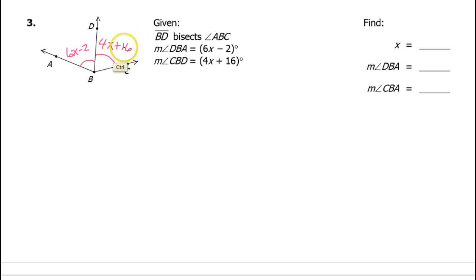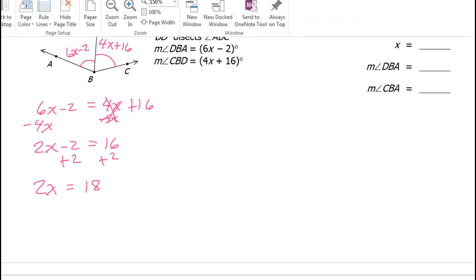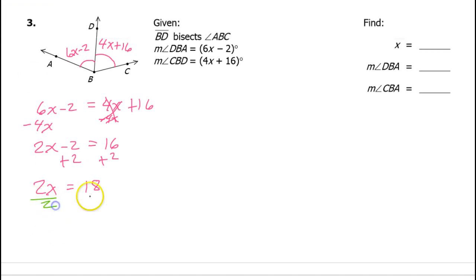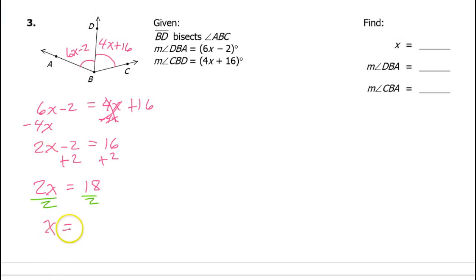Well, guess what? These two halves should equal each other. So that means that 6x minus 2 should equal 4x plus 16. To solve this, as soon as I see that I have a variable on both sides, I'm going to subtract one of them to get them together. So these will cancel each other out, and then I will have 2x minus 2 is equal to 16. Then you would add 2 to both sides, so you have 2x is equal to 18. Then you divide both sides by 2, and you get x is equal to 9.